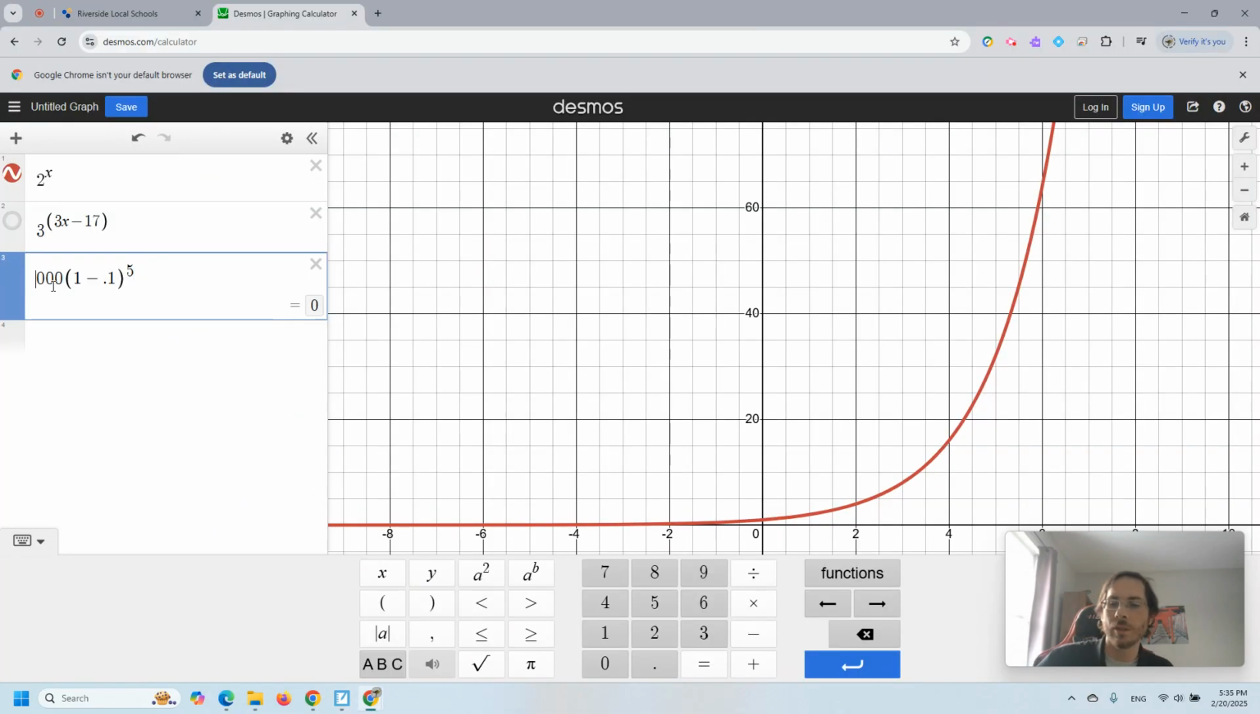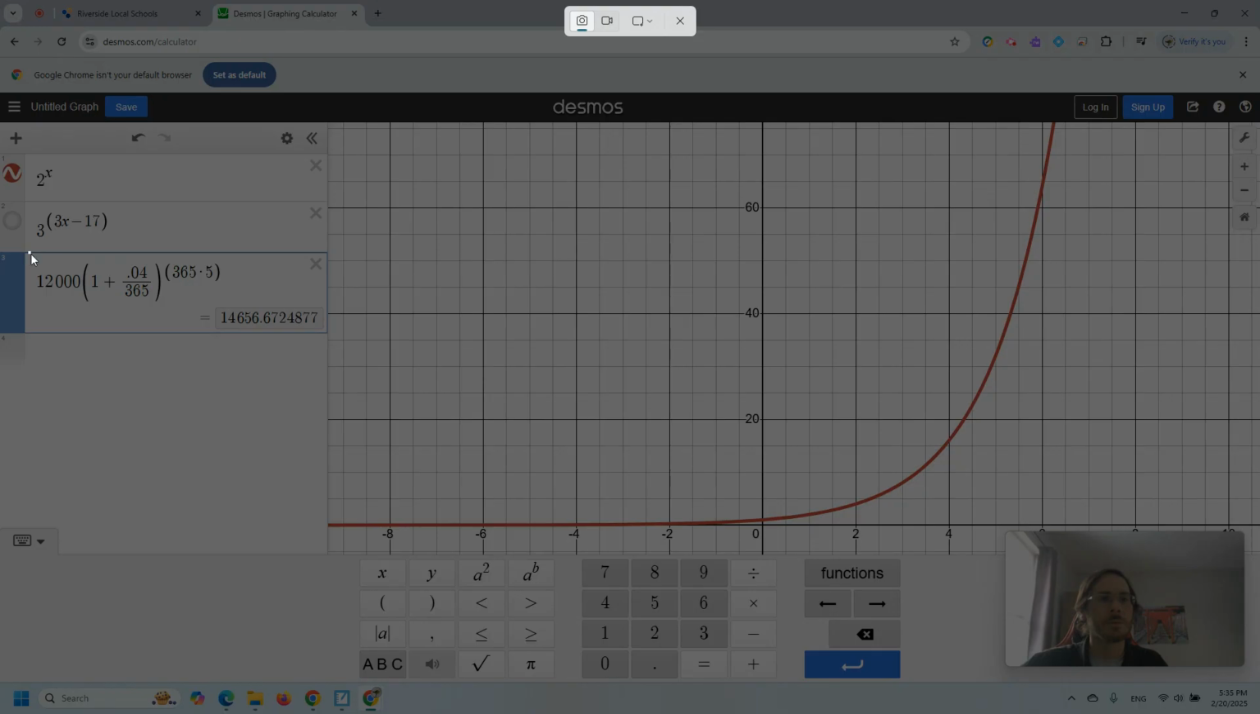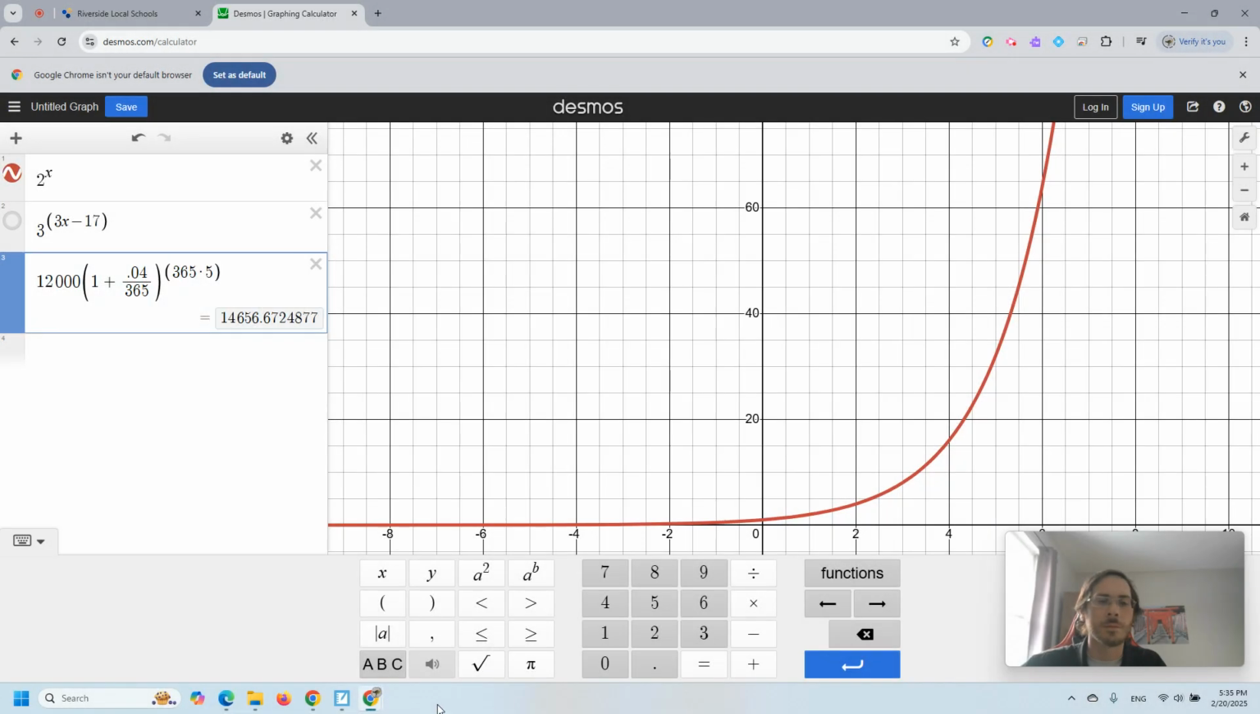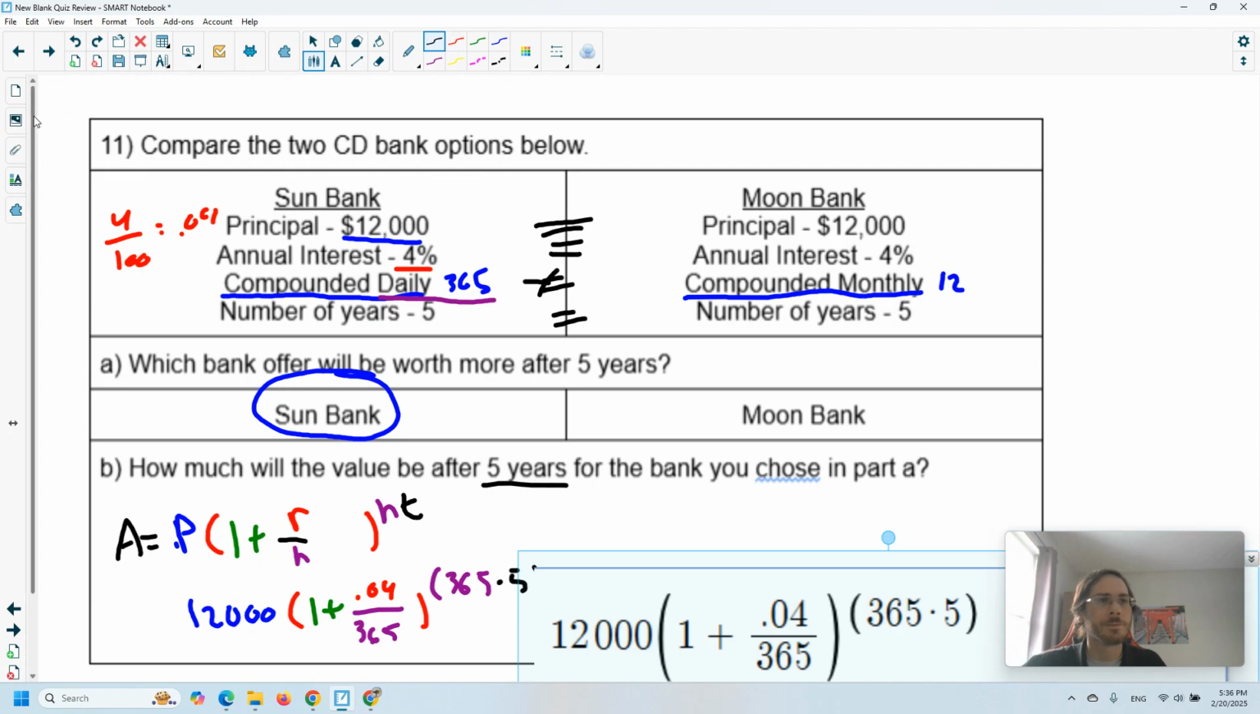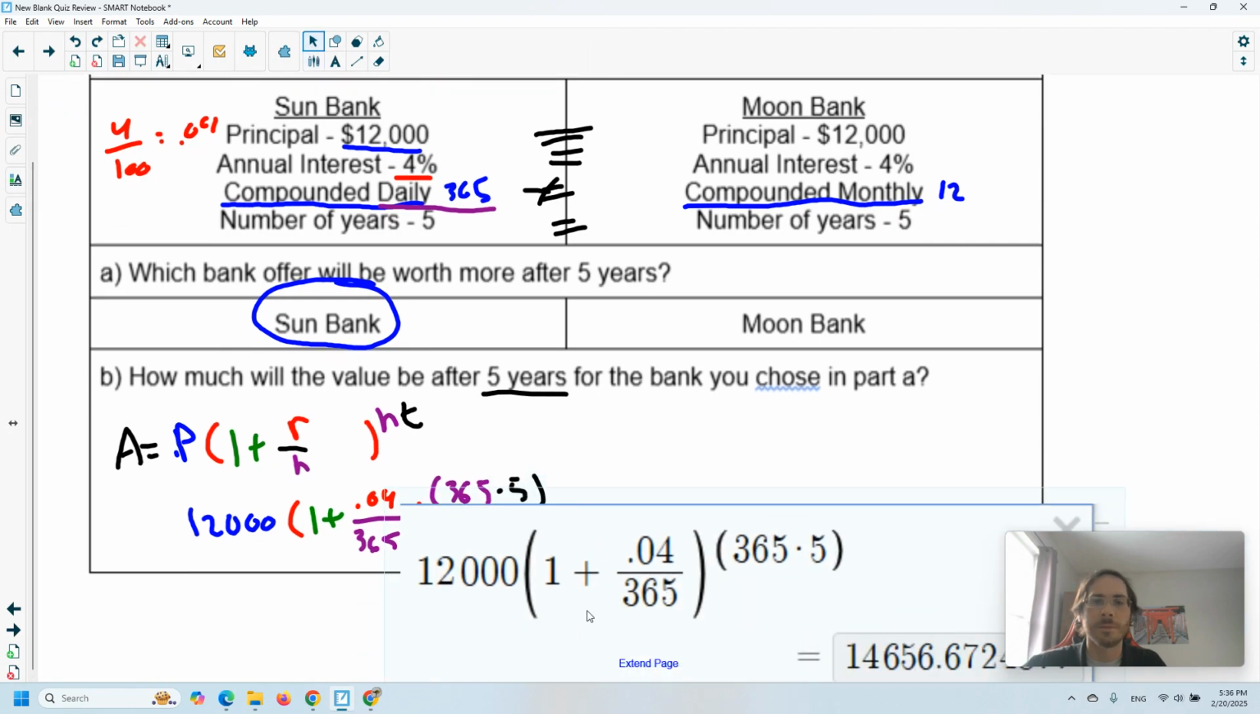So instead of 6,000, we've got 12,000. Instead of 1 minus, we've got 1 plus. Instead of 0.1, we've got 0.04 divided by 365. And up here, we've got 365 times 5. And that gives us our final result. So we're already done. At least we think we're done. But that answer isn't as nice as it was last time.